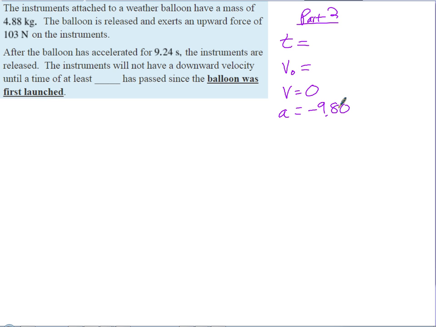So if we go back to part 1, what's our free body diagram look like? Pretty simple. What are the forces acting on the instruments? Okay, gravity down, good. And what do you want to call the other one? I don't know, like buoyant force upward? Because that's really what it is, a buoyant force from the balloon. So we'll just call it F sub B, call it tension if you want, whatever you want to call it, but we'll just call it F sub B.